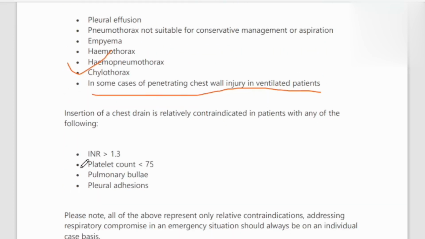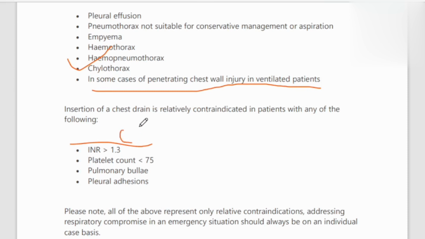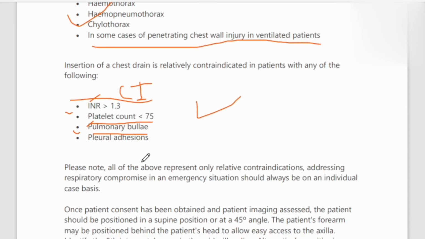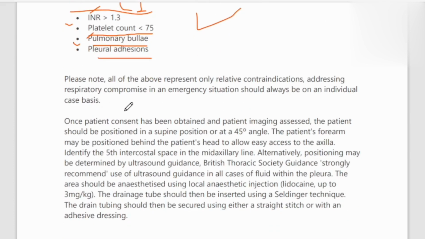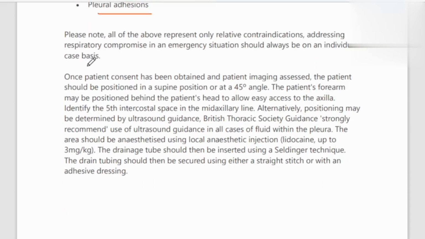Insertion of a chest drain is relatively contraindicated in some patients. These are the indications and these are the contraindications. If the patient's INR is more than 1.3, he may bleed, or a platelet count less than 75, or there is a pulmonary bulla, because if we put in the chest drain, the bulla will rupture further and may worsen the condition. So pulmonary bulla is relatively contraindicated, as are pleural adhesions.